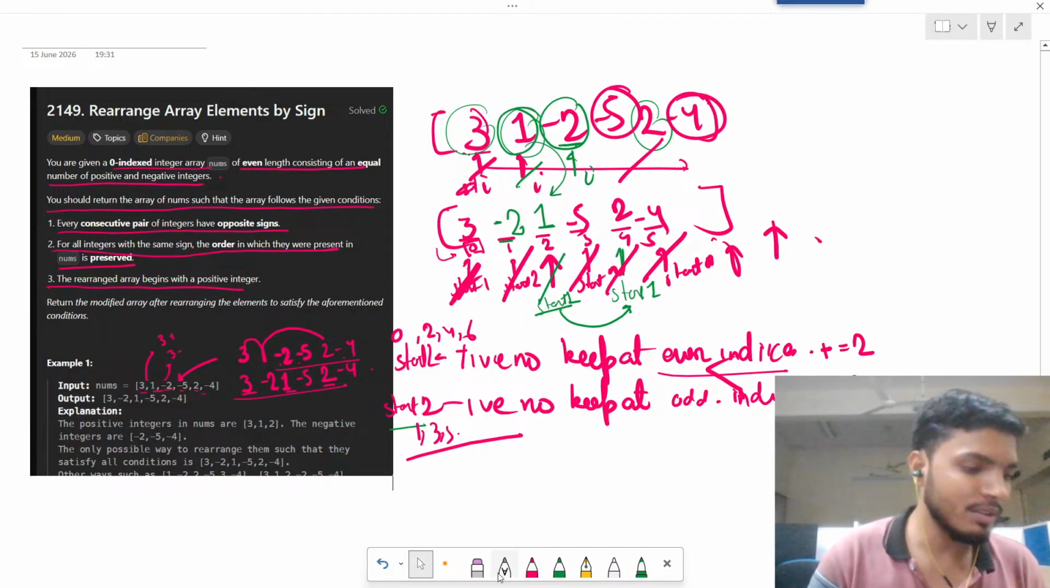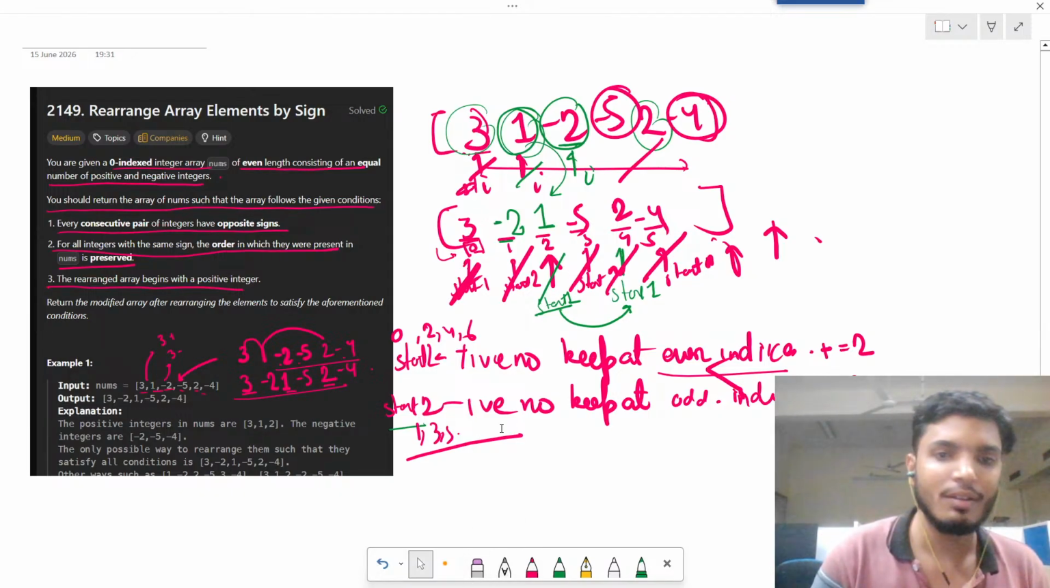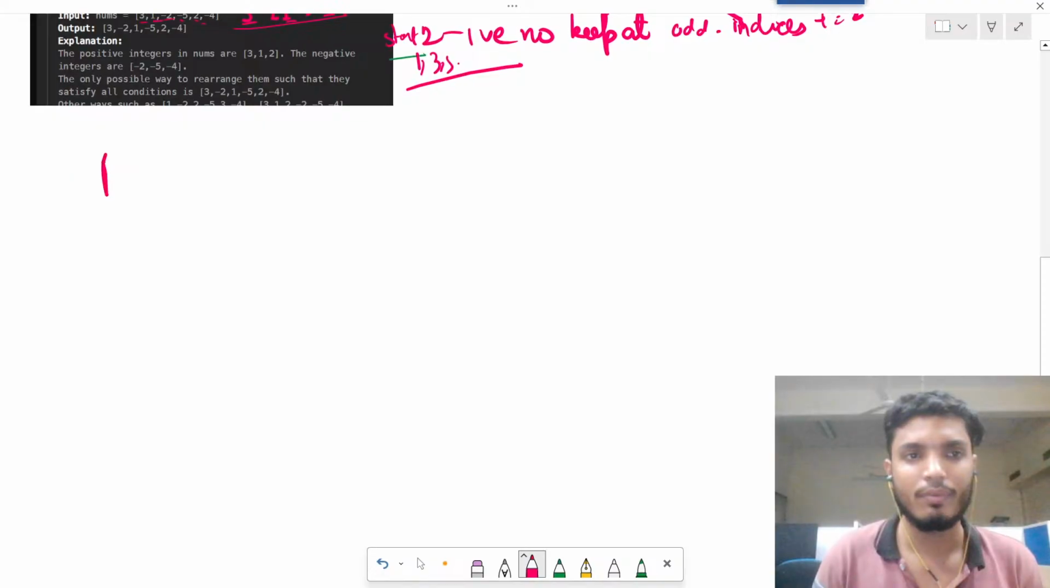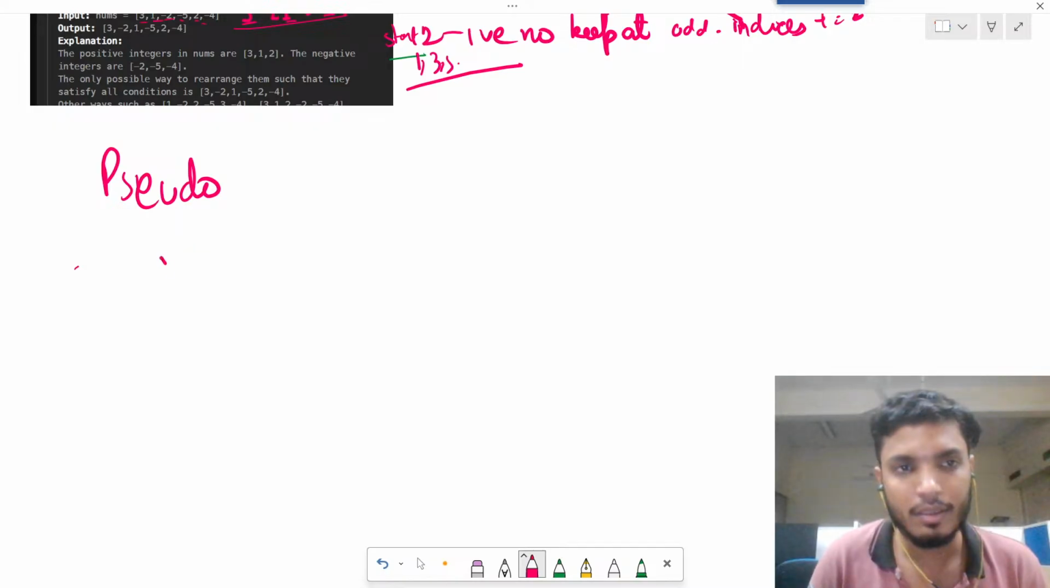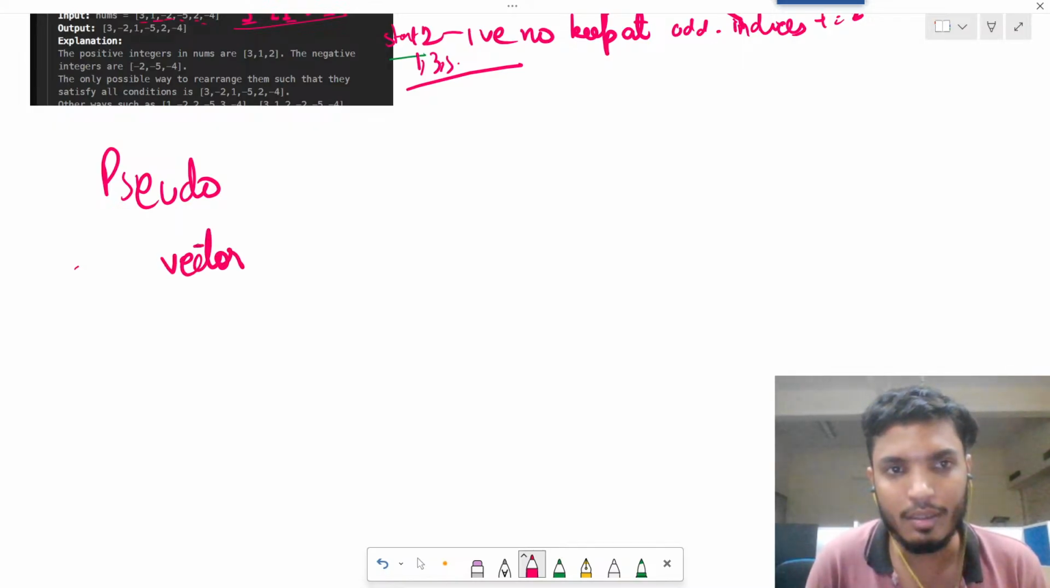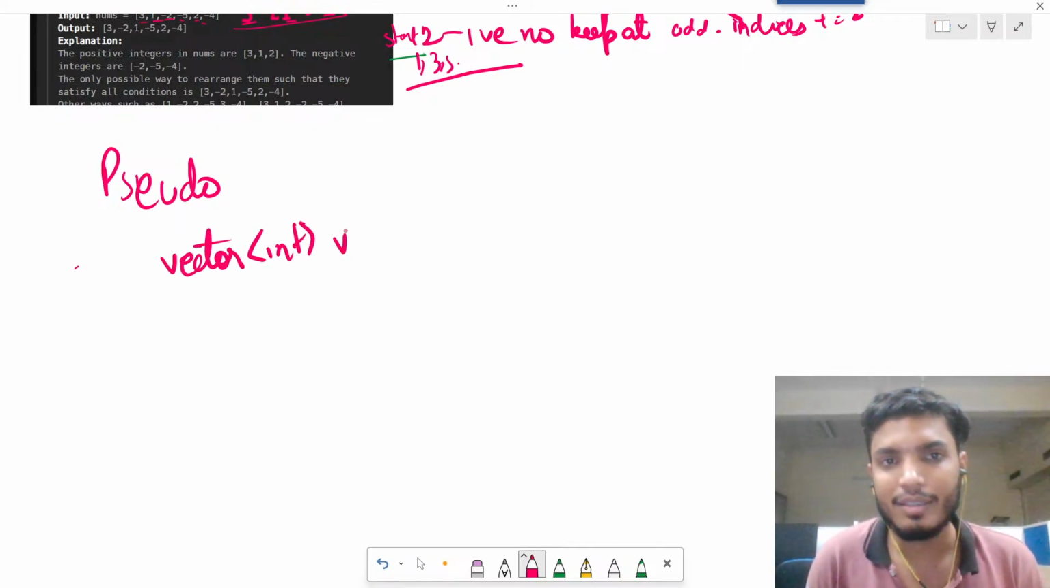So now is it clear, Rocky, if you are watching this? Now let me write the pseudocode. It was a very easy problem. What you need to do is first declare a vector: vector<int> v1. The size of the vector will be n, and you are initializing it with 0.